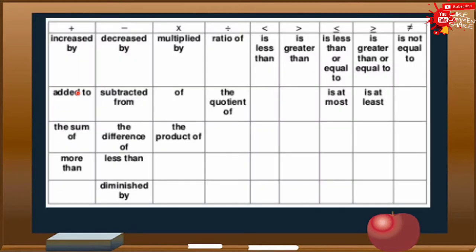So we have here the different phrases related to each of the relational symbols and operational symbols. We have the operational symbol, which is the plus sign. So what are the words related to it? We have increased by, added to, the sum of, more than. Take note that if we use the words more than, it will be reversed when we rewrite it in a mathematical sentence.